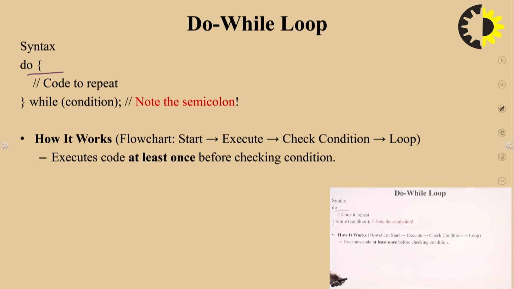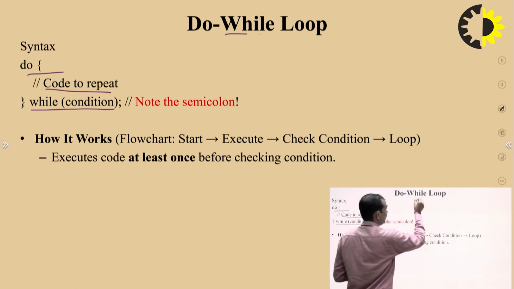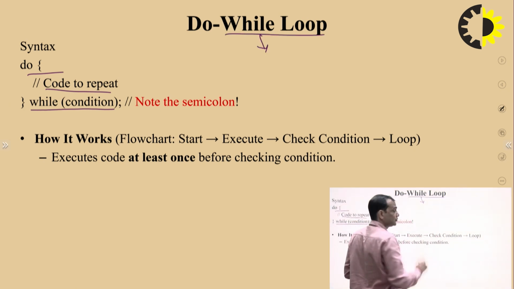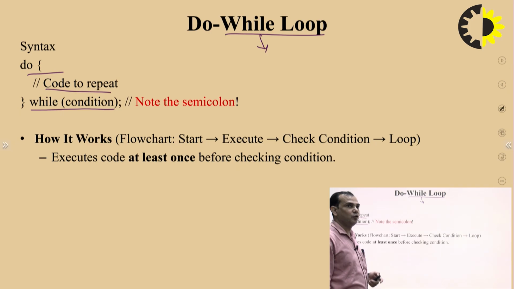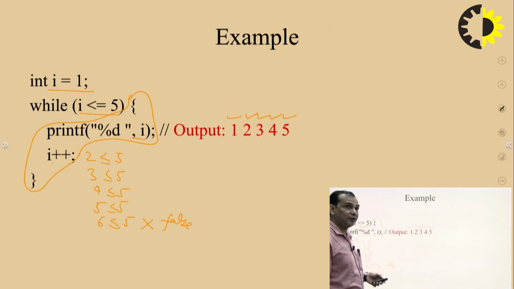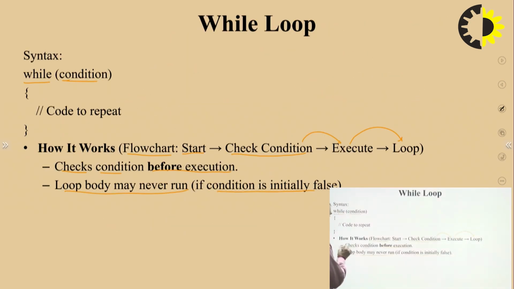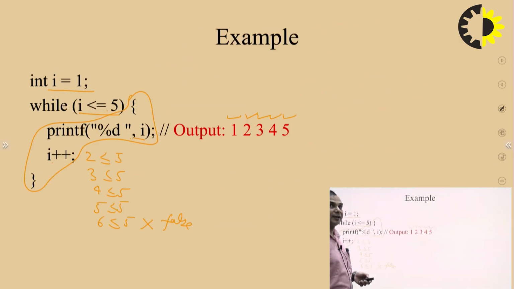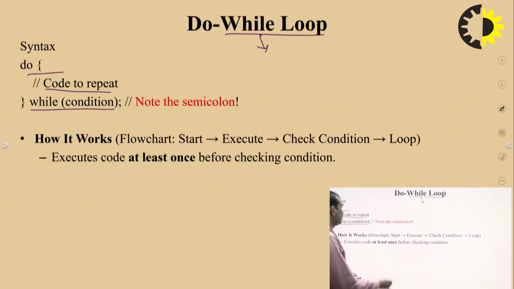We define do here, then we write the code, and then the condition. In the while loop, if the condition is false, it will not execute, meaning the while loop checks the condition first, before the execution. If the condition is false, it will never print. But in the do while loop, if the condition is false, whatever we write inside the do will still execute.